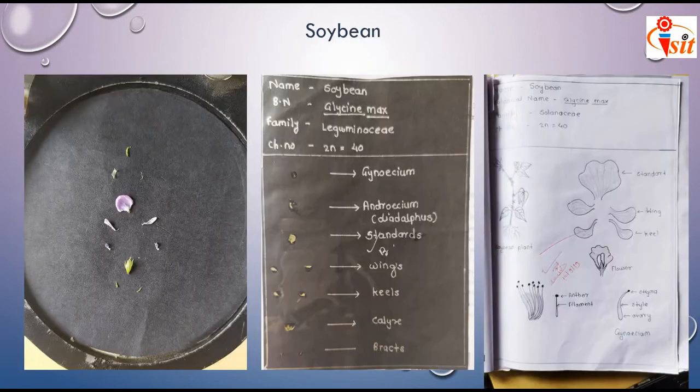Okay. So for soybean, these are the dissected parts. First one is a bract which is present on the calyx, then this one is the keel, then these are the wings, and this one is the standard. This is the 9+1 condition, and this is the gynoecium. And these are the mounted parts of soybean, and this is the diagram which I have shared in your practical manual PDF also. So take a reference from there and mount these parts like that.